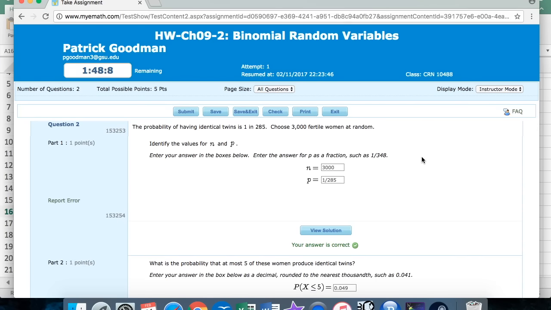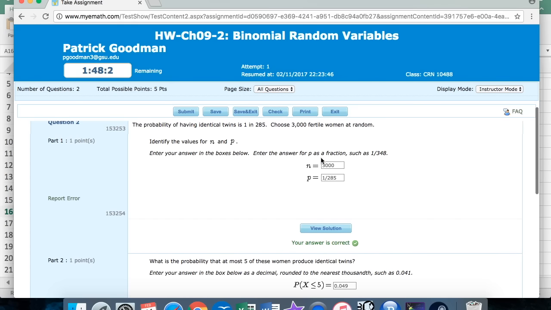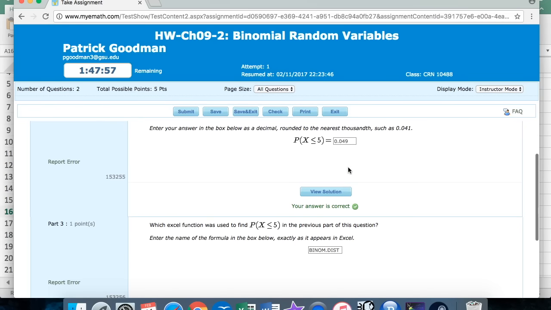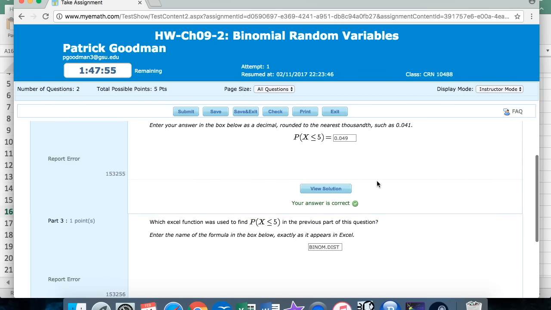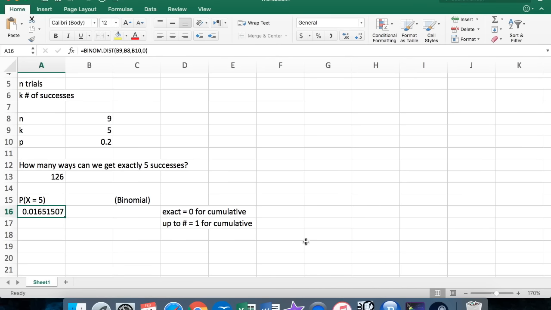Here's another problem. Problem 2, probability of having this. I'll let you do this part. This is pretty simple, just finding your n and your p. But then this part is where it can get kind of difficult. What is the probability that at most 5 of these women produce identical twins? Now, if you're not so good with your English in mathematics, this can be kind of difficult.